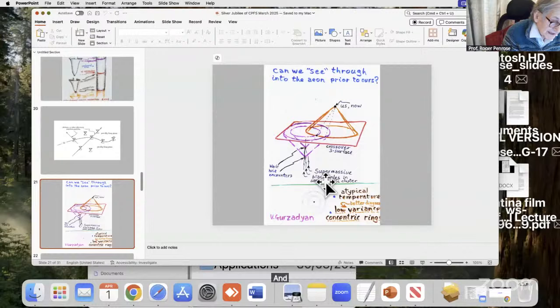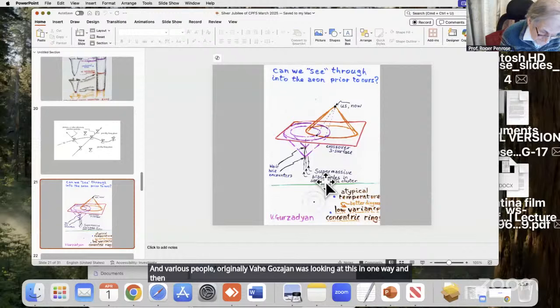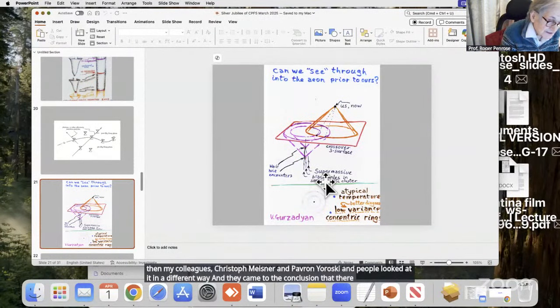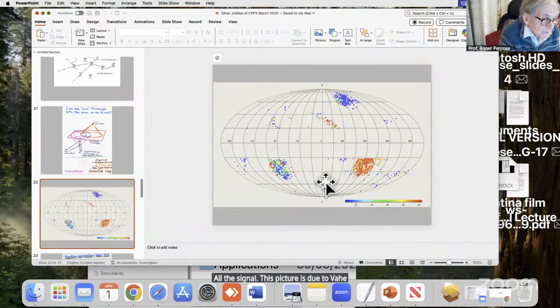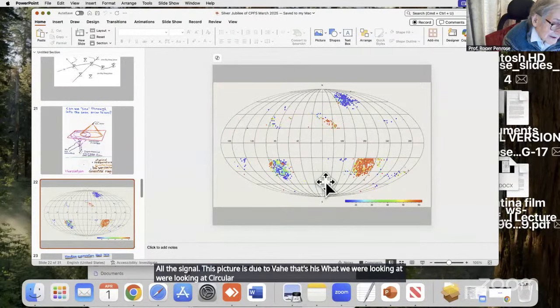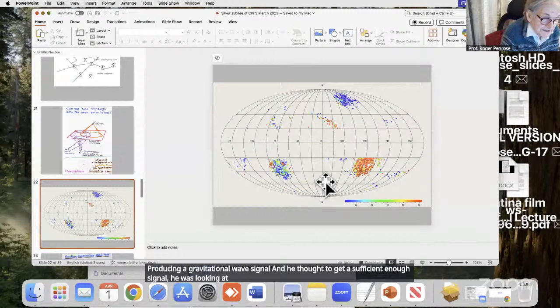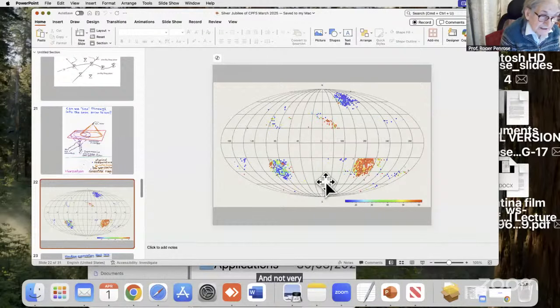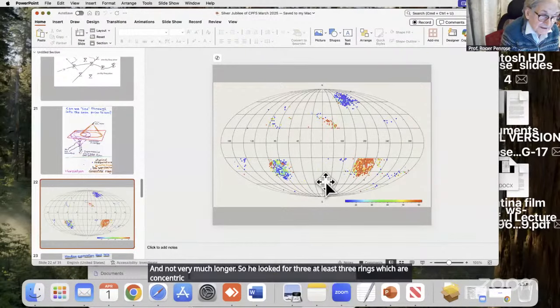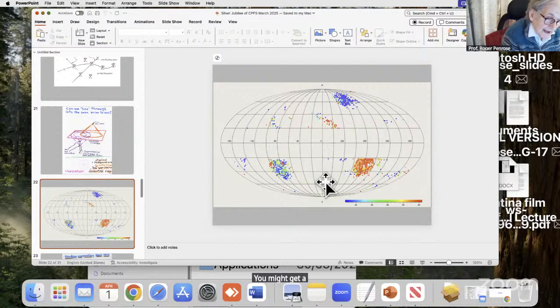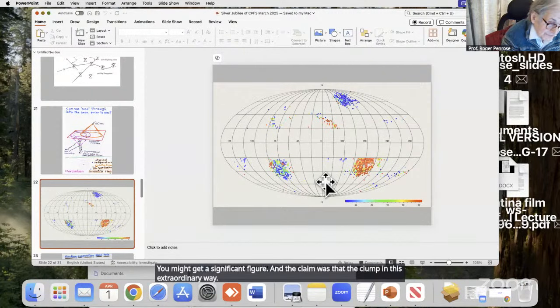And various people, originally Vahe Gurzadyan was looking at this in one way, and then my colleagues Christoph Meissner and Pavel Nurowski and people looked at it in a different way. And they came to the conclusion that there was some evidence of a signal. This picture is due to Vahe. What we were looking at were circular rings, of which the centers are plotted here. These circular rings would be the result of supermassive black holes running into each other, producing a gravitational wave signal. And he thought to get a sufficient enough signal, he was looking at the variance in the temperature might be anomalously low, and not very much anomalously low. So he looked for at least three rings which are concentric. And if you find three rings which are concentric, you might get a significant figure. And the claim was that they clump in this extraordinary way. The red, I think, is colder and the blue is hotter, I think. Never mind about that. But it's curiously non-uniform in the sky.